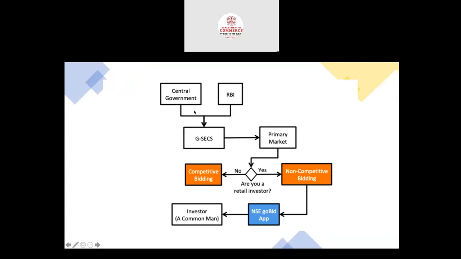And this is the structure of government bonds. Central government bonds issued through the RBI are known as government securities, and they are sold in the primary market through competitive bidding and non-competitive bidding. There are two options: competitive bidding and non-competitive bidding. For non-competitive bidding, there is the NSE goBID app, an app from the NSE for a common man to purchase government bonds.